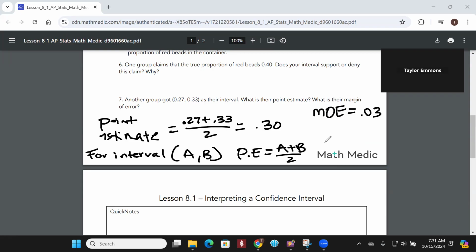Okay. All right. Or another way you could have done this is you could have taken your 0.3 minus your 0.27 and dividing it by 2. That gives us 0.03. But just like what he said, you could take 0.33 and then subtract 0.03.